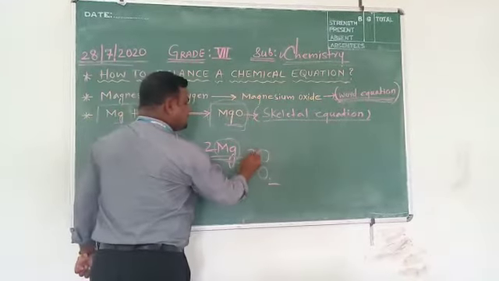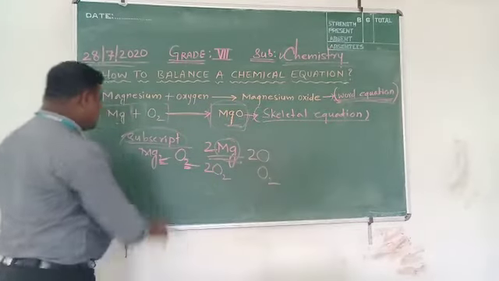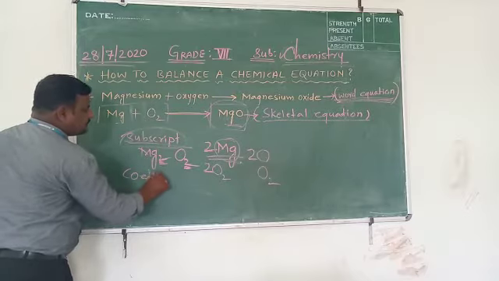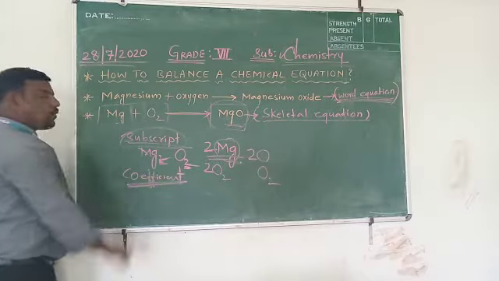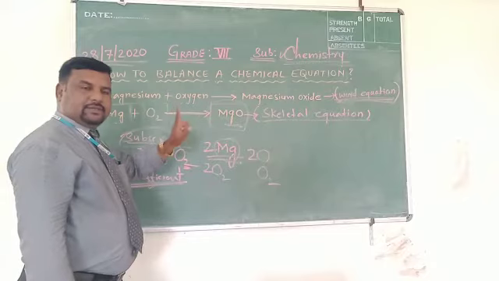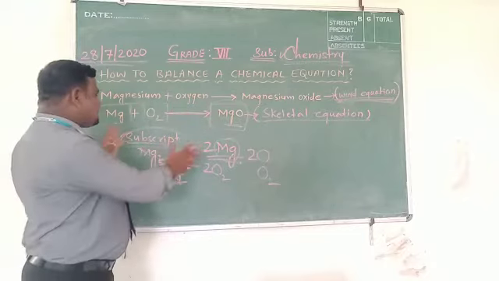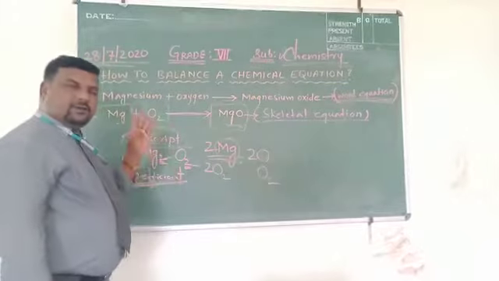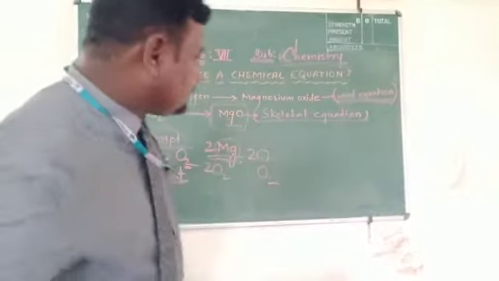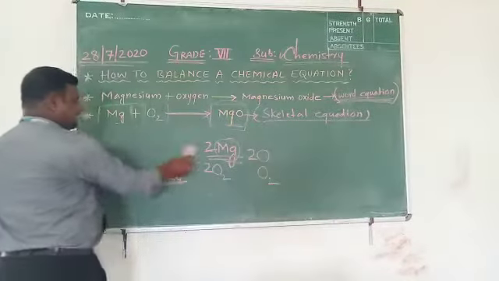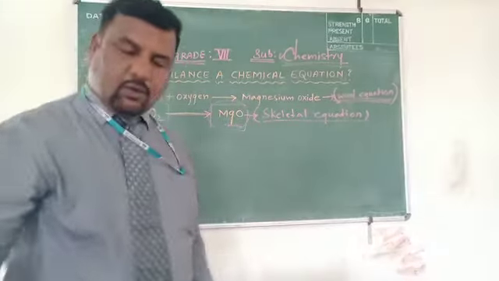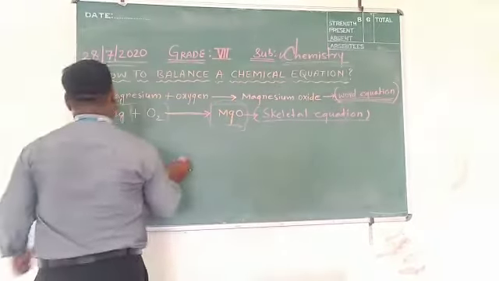Now before this, if you write 2, that is called a coefficient. That digit we call a coefficient. The digit which is written before the symbol of any element is called a coefficient. While balancing the chemical equation, we can change the coefficient, not the subscript. We need not change any subscript. These are the rules of balancing a chemical equation. What digit is to be changed? The coefficient is to be changed while balancing any chemical equation.